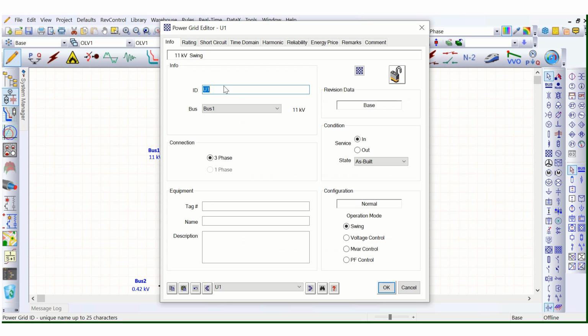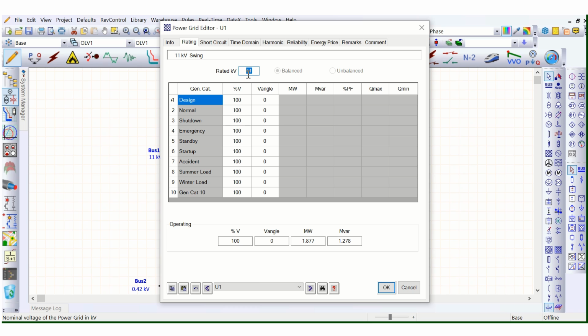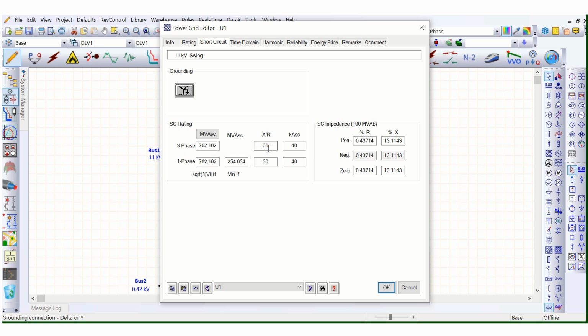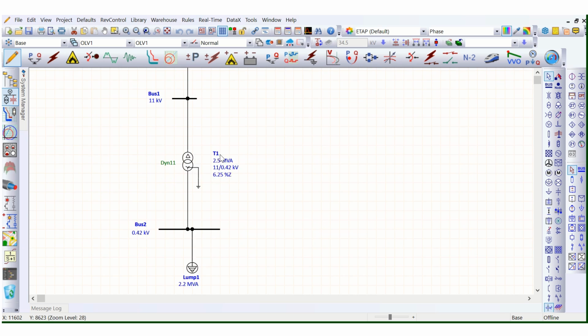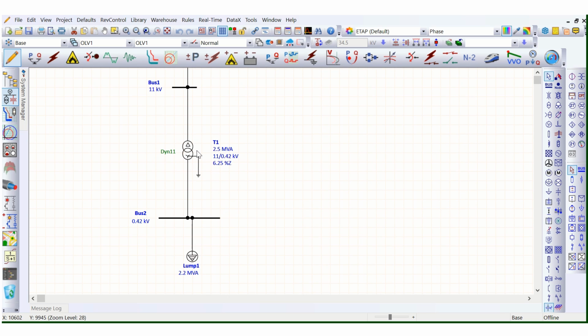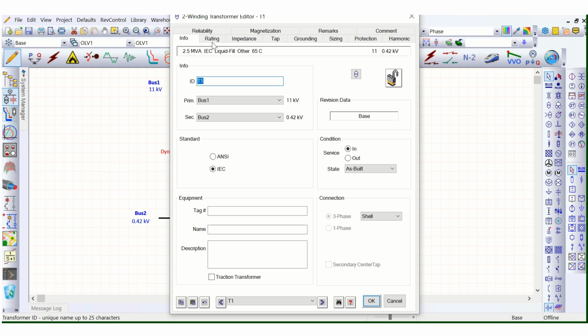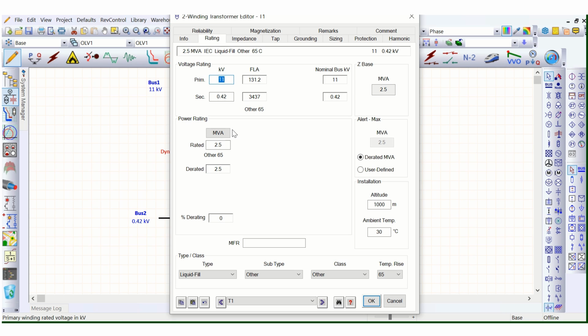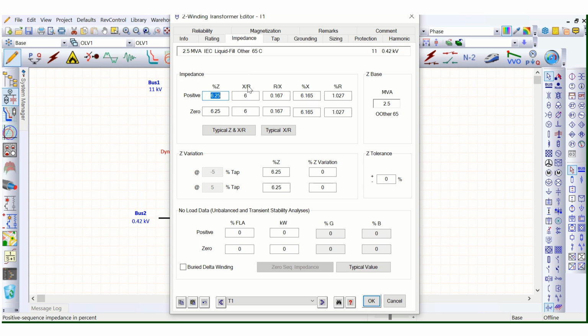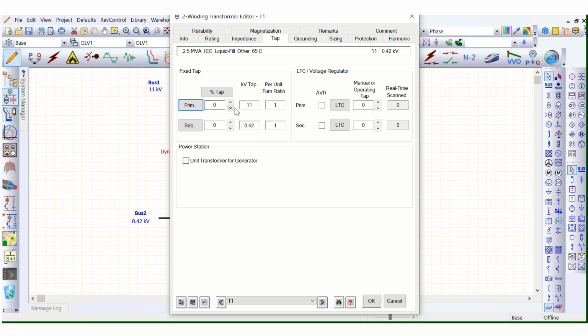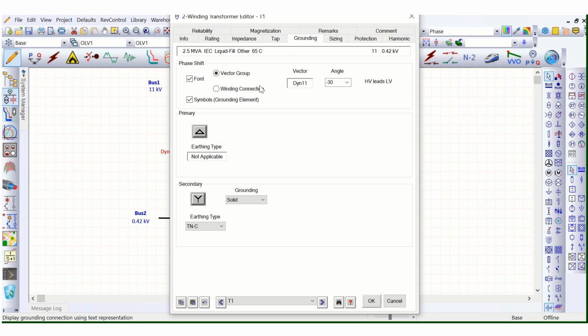Here is the grid, 110 kV grid. Sorry, this is 11 kV. These are the parameters: X/R ratio 30, short circuit level is 40 kA. And second is the transformer. I have assigned a 2.5 MVA transformer, typical impedance. There is no tap, meaning at principal tap. Grounding DYN11.